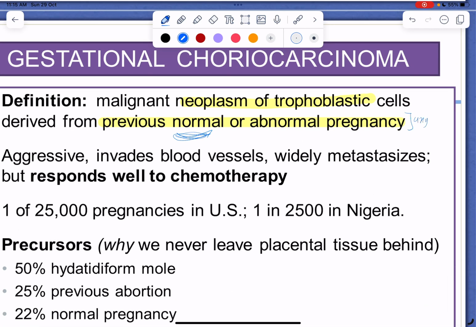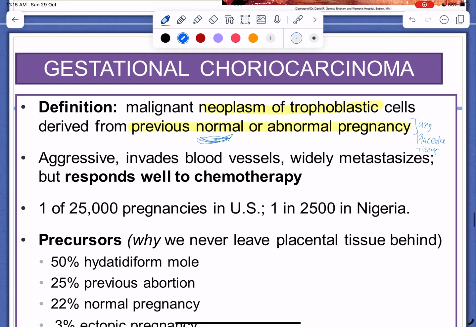Okay? It is a very aggressive tumor, invades the blood vessels early in the stage, and widely metastasizes, but fortunately it responds well to chemotherapy. One in 25,000 pregnancies in the United States may develop this choriocarcinoma, and one in 2,500 in Nigeria. That means it is more common in Nigeria than in the United States, and more common in Africa.